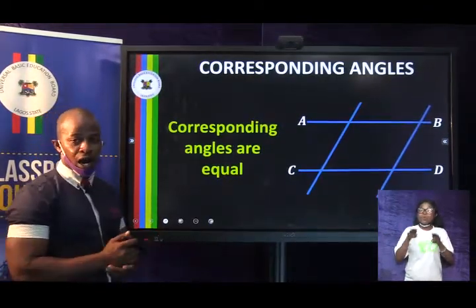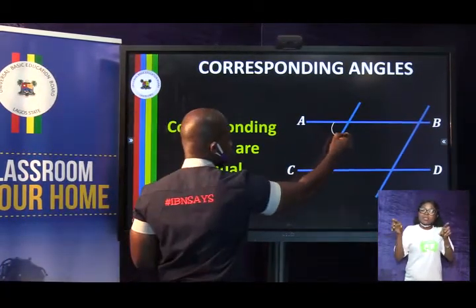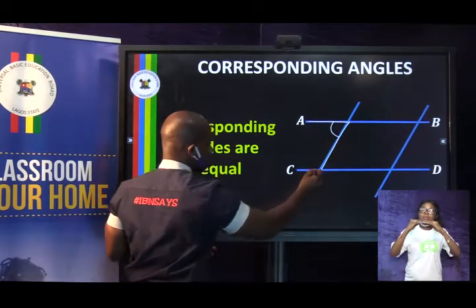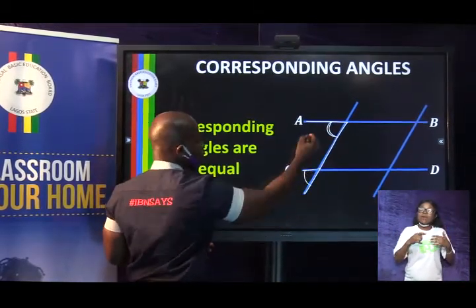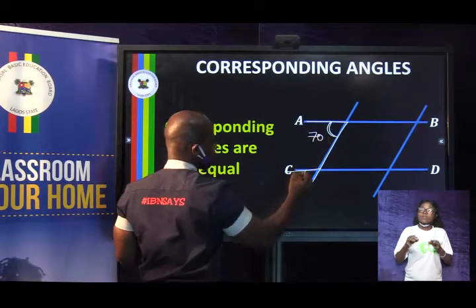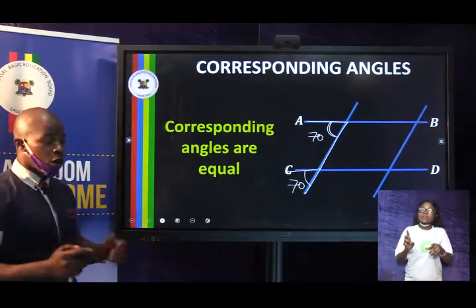Corresponding angles are always equal. So if you know the value of this, and this is an F facing the back, you have drawn one angle below, then you have to draw another one below. So if this is 70, then this has to be 70. Corresponding angles are always equal.